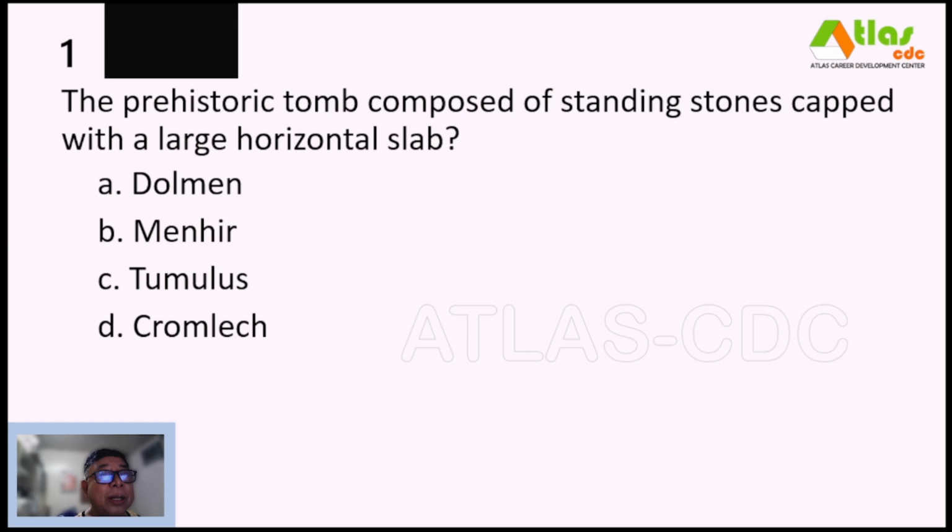Number 1. The prehistoric tomb composed of standing stones capped with a large horizontal slab. A. Dolmen, B. Menhir, C. Tumulus, and D. Cromlech. And our correct answer is letter A, dolmen.